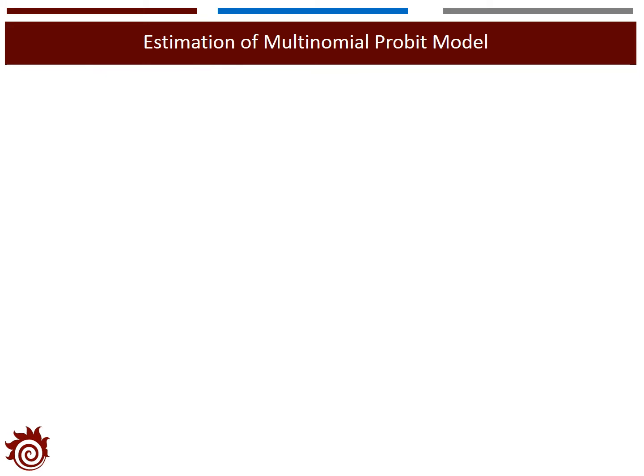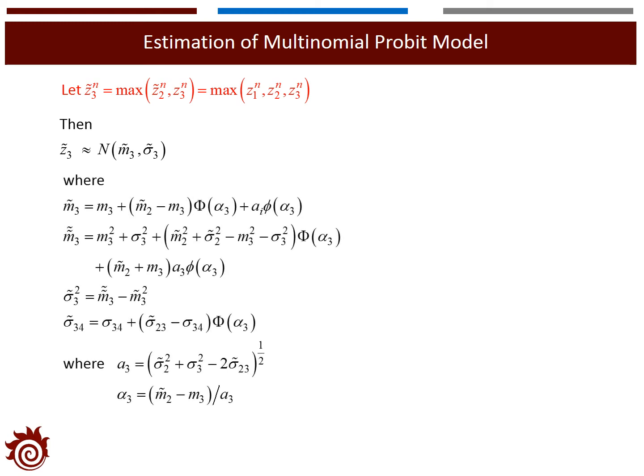And next step, we will estimate the maximization of the first three random variables z1, z2, z3, which is also a maximizing of z2 tilde and z3. We define the maximization as z3 tilde, and it follows the normal distribution with the mean of m3 tilde and sigma 3 tilde. Here are the expressions to estimate m3 tilde and sigma 3 tilde, and also we can get the covariance sigma 3 4 tilde.